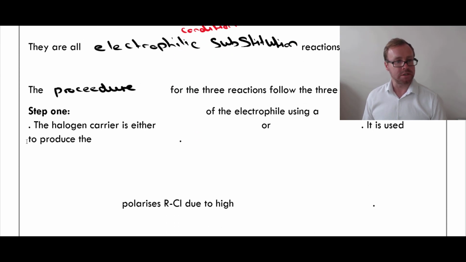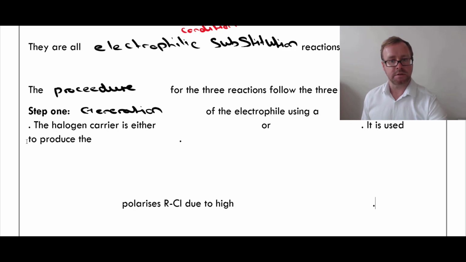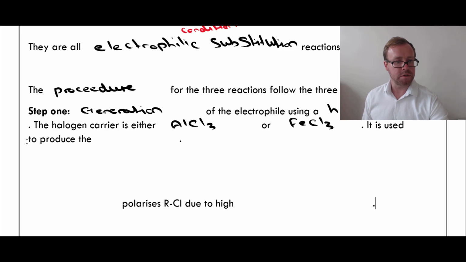So step one is the generation of the electrophile using a halogen carrier. The halogen carrier is either aluminium chloride or iron chloride. You could have different ones, but these are the two most popular. It is used to produce the electrophile.